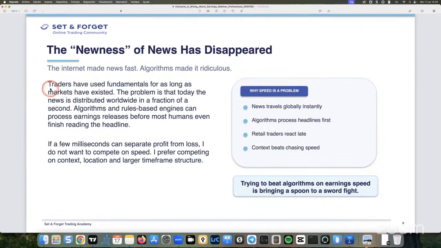Like I said, traders have used fundamentals as long as markets have existed, obviously, since the beginning of time. And the problem is that today the news is distributed worldwide in a fraction of a second. An algorithm, AI now as well, and rule-based engines can process earnings releases way before any human, you and me and 1,000 like us together, even finish reading the headline. So in a few milliseconds, it can separate profit from loss if you're doing very short-term time frame trading, scalping. We are not doing that.